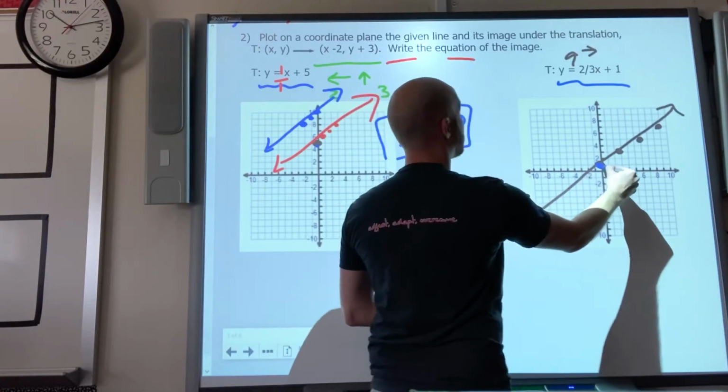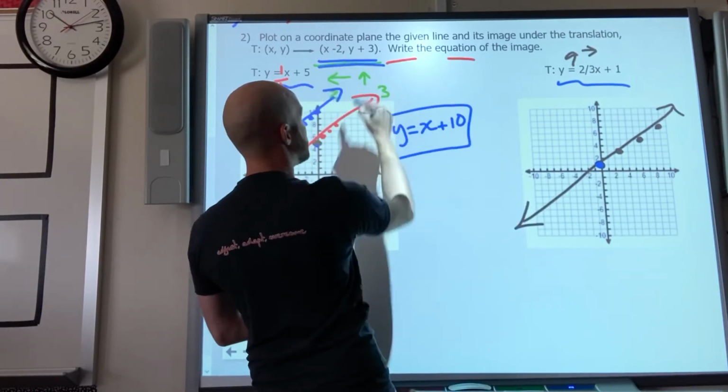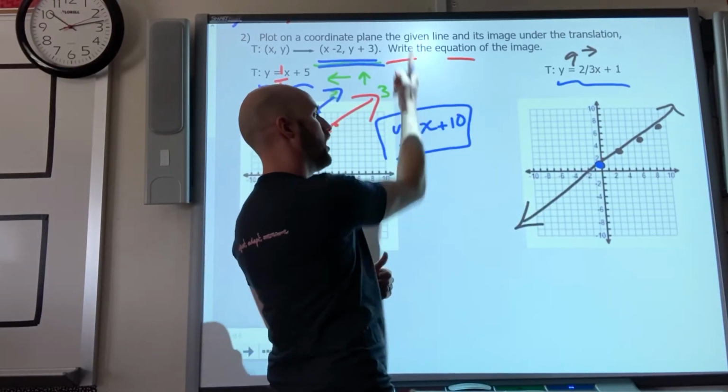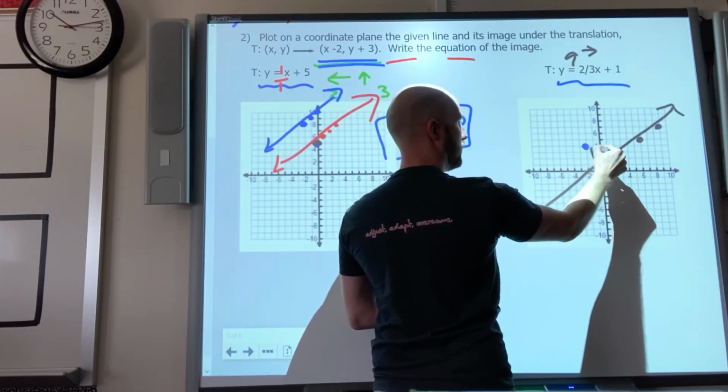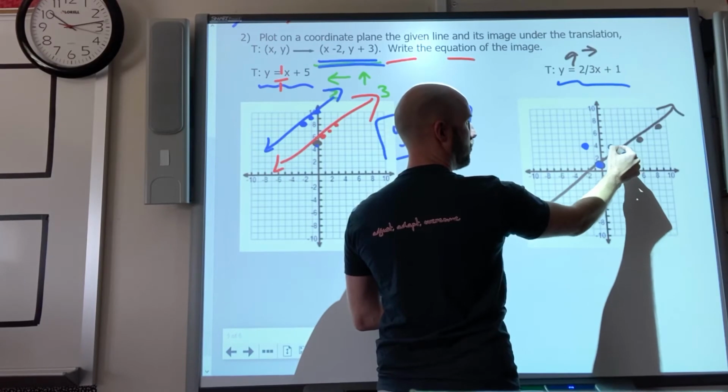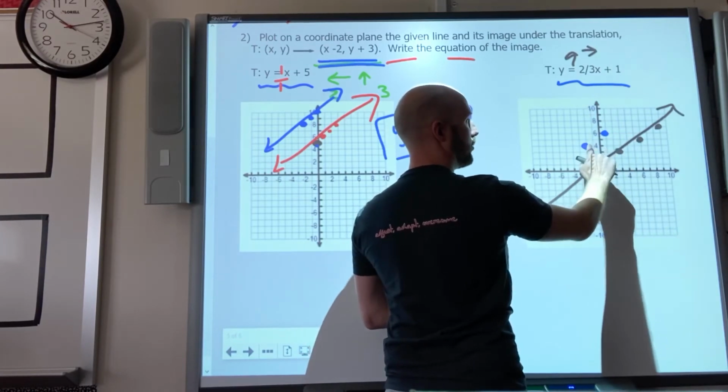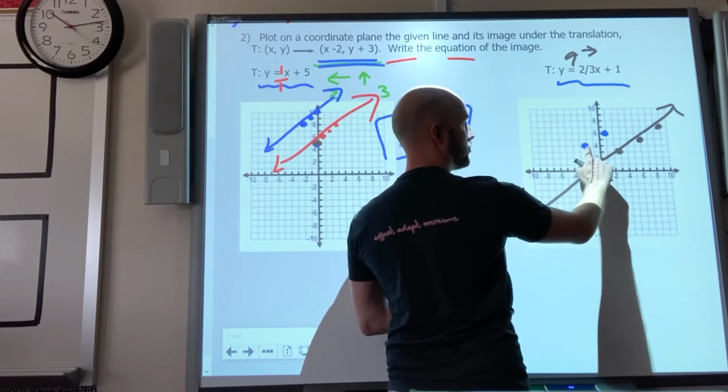So here again, pick any point you want. I'm going to start with this y-intercept. We're using the same transformation, so it's still going to go left 2, up 3. So left 2, up 1, 2, 3. Let's do one more point, left 2, 1, 2, 3. Again, you'll notice the slope is maintained. This is still a 2 over 3.